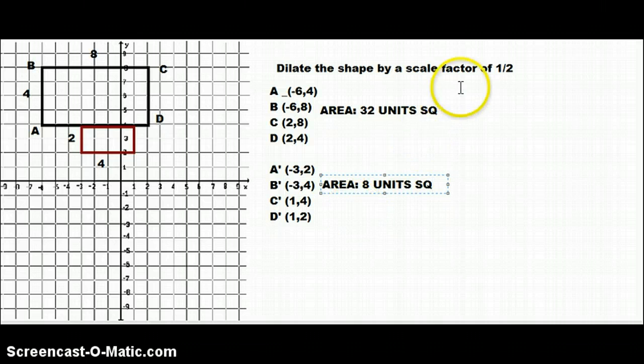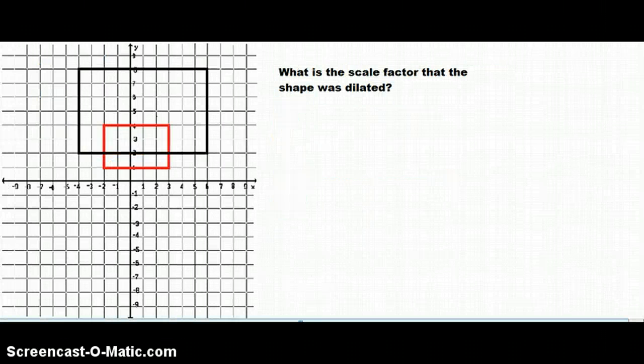Once again, we only dilated it by 1/2, but as you can see, there's a large difference. The area isn't just half of what the original shape was. Now let's look at finding the scale factor of shapes that were dilated.